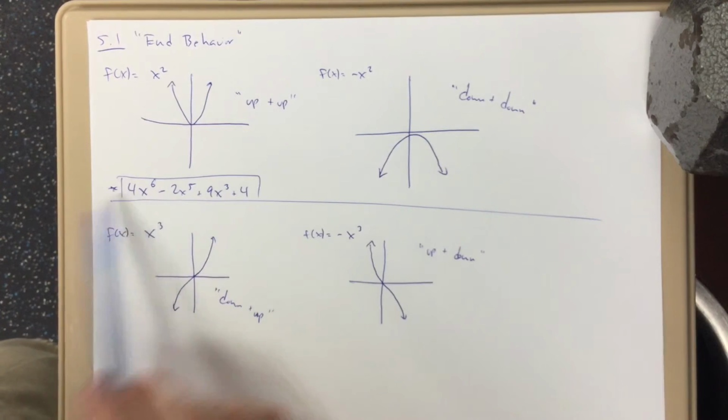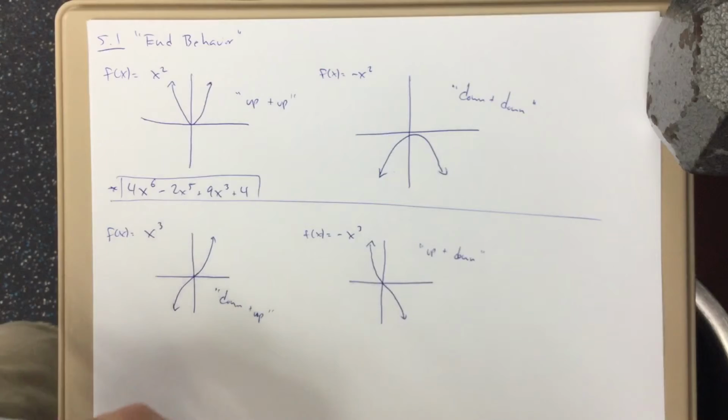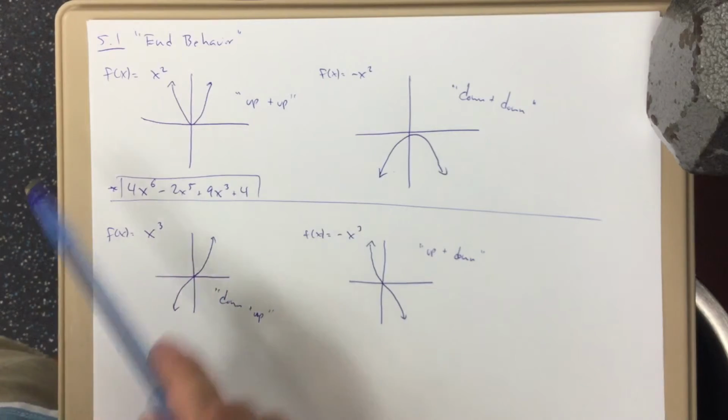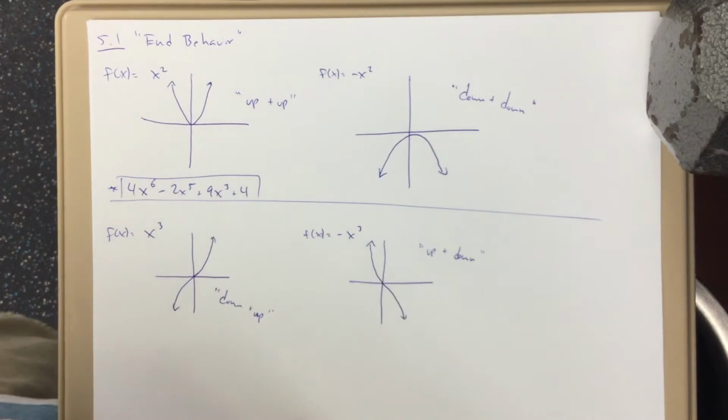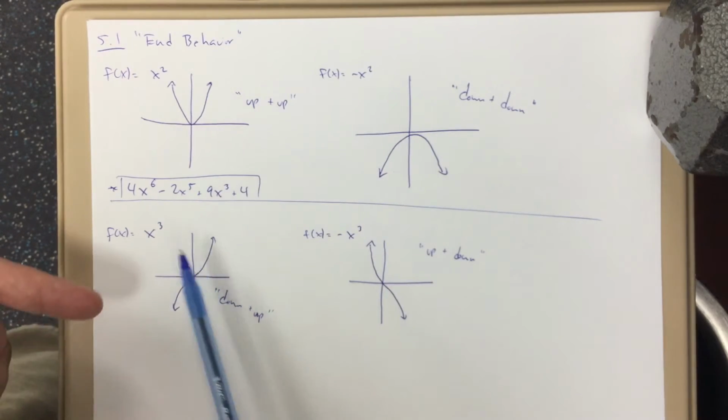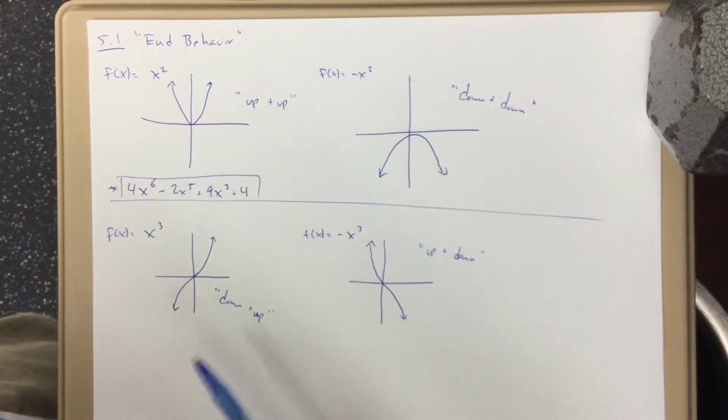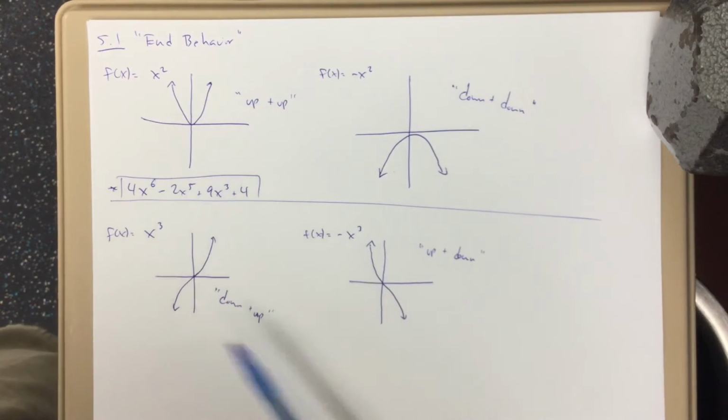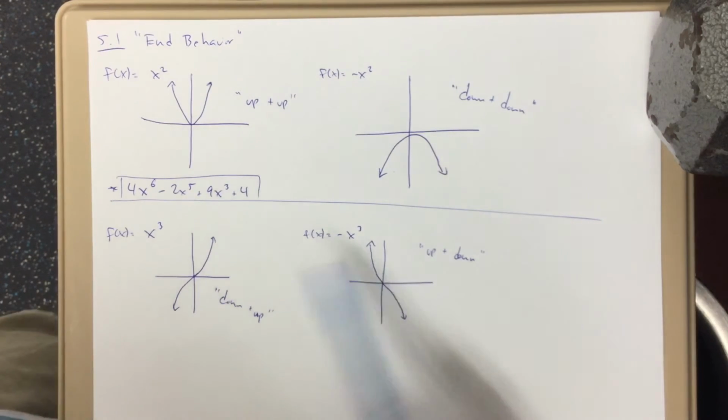If it was a negative out front, it would have this end behavior, down and down. All right, all of the even degrees are going to have the same end behavior. And so on the flip side, all the odd degrees are going to have this end behavior. They're going to have down and up, or up and down if it's negative.